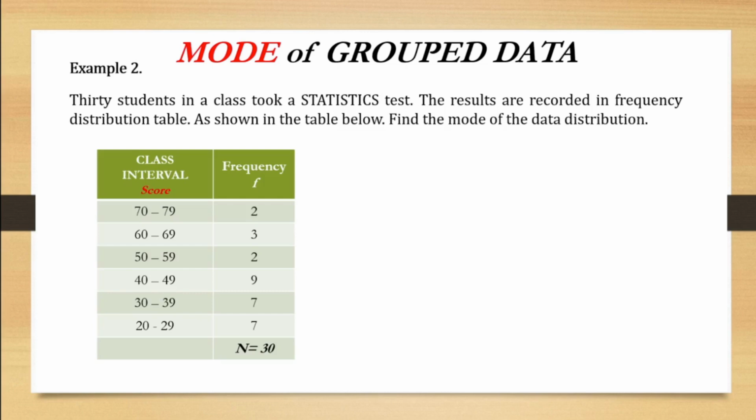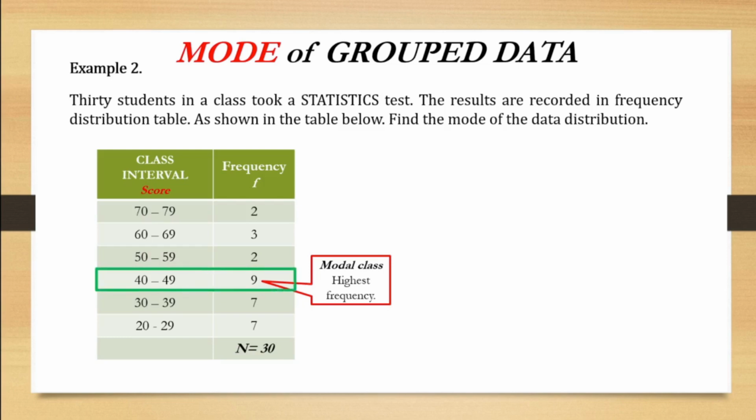It shows that the first column is our class interval, which is the scores of the students, and the second column is our frequency. First, we have to identify the class interval with the highest frequency, and that is the class interval 40 to 49, having a frequency of 9. And this row will be our modal class.